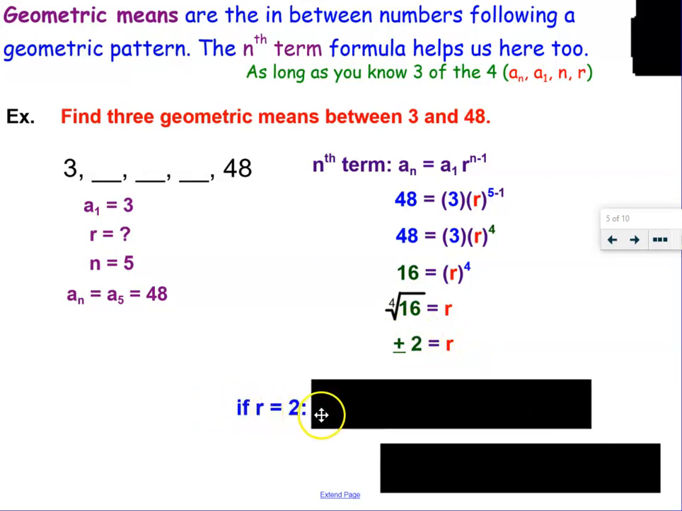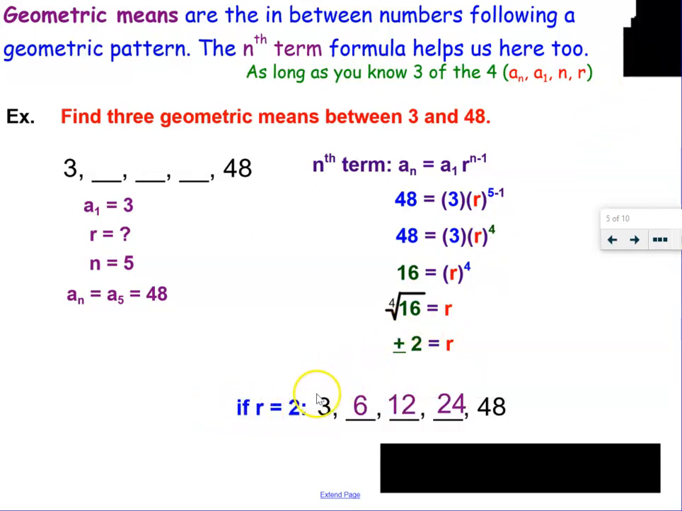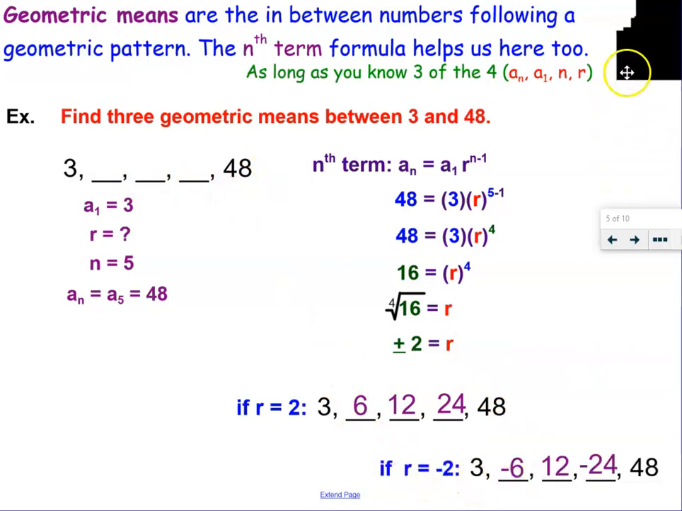If r is positive 2, 3 times 2 is 6, 6 times 2 is 12, 12 times 2 is 24, 24 times 2 is 48. It matches, it works. If r is negative 2, 3 times negative 2 is negative 6, negative 6 times negative 2 is positive 12, positive 12 times negative 2 is negative 24, negative 24 times negative 2 is positive 48. That also works. There's 2 answers here.